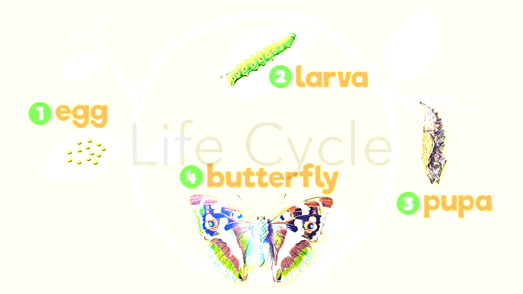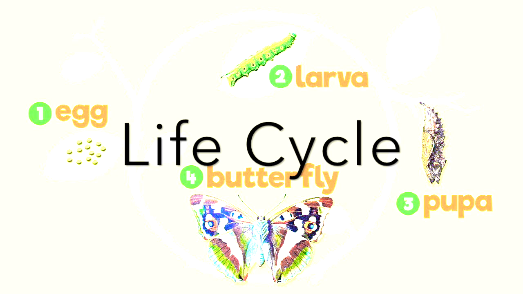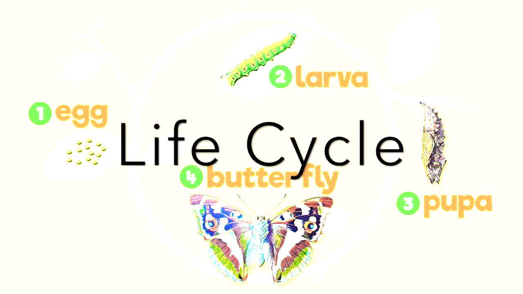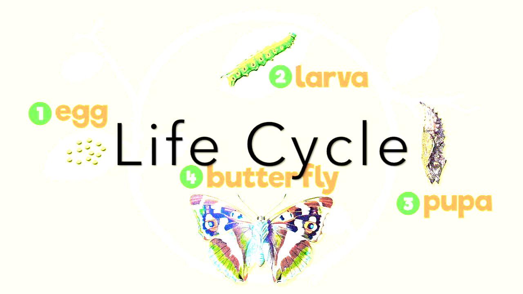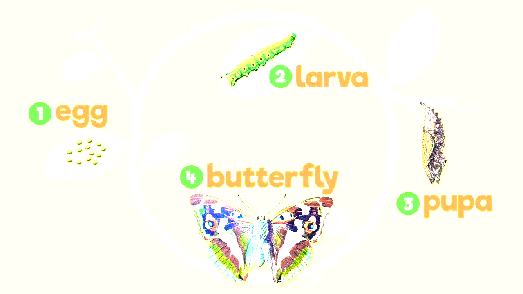Our vocabulary is life cycle. Can you say life cycle? This is the stages that a living thing goes through during its life. It's how it grows. All plants and animals go through life cycles.